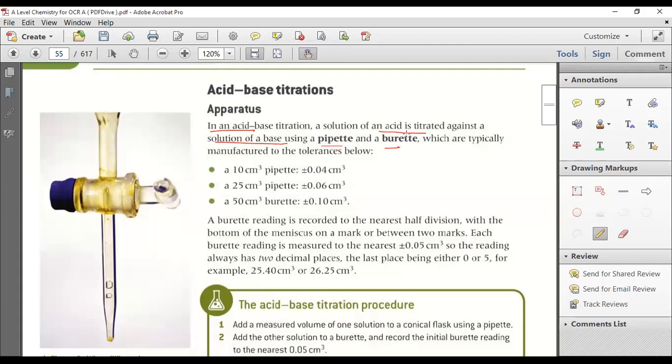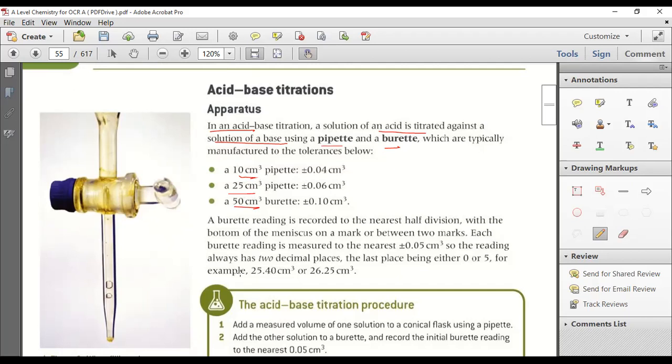These are typically manufactured with a tolerance. A pipette can be of 10 cm cube, 25 cm cube, 50 cm cube. Mostly in our schools in India, we have 20 ml or 20 cm cube, but in the UK market you have 10 cm cube, 25 cm cube. So mostly we use the smaller one. The 50 cm cube one is not used that much.